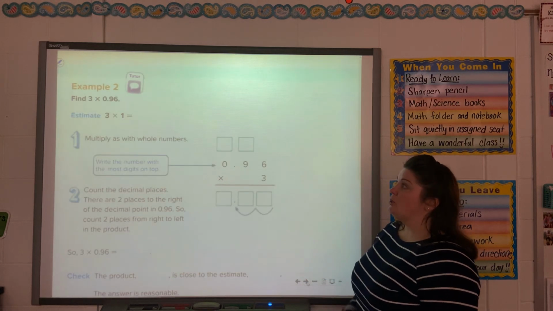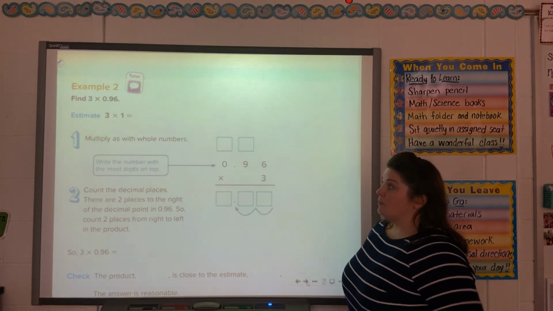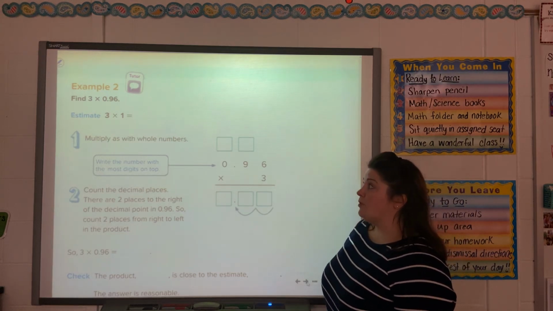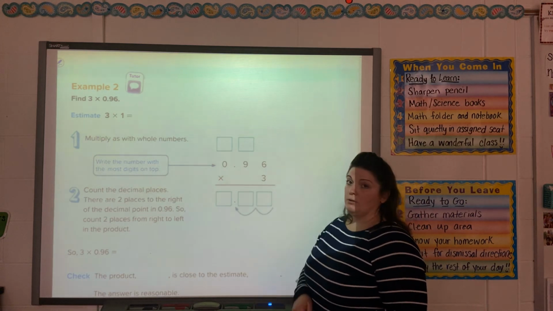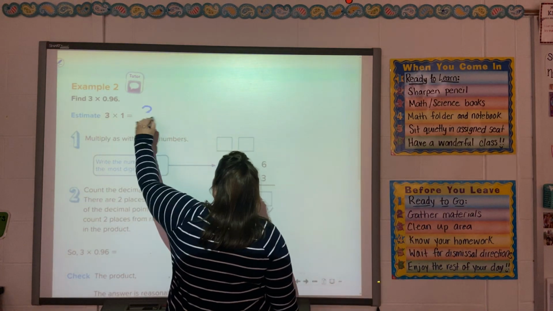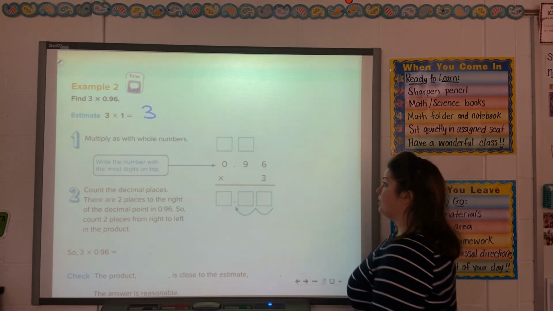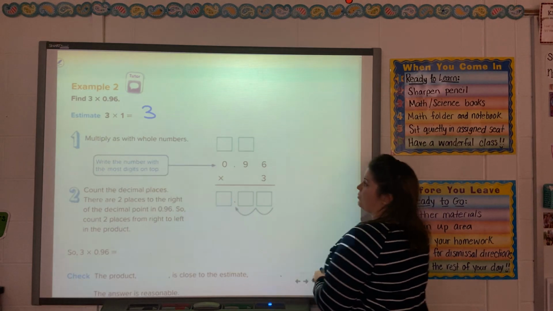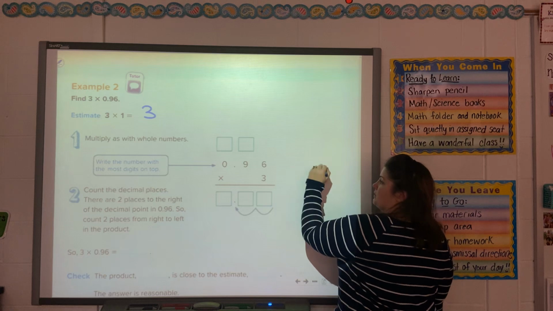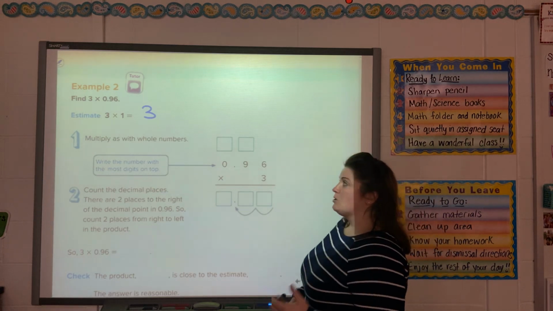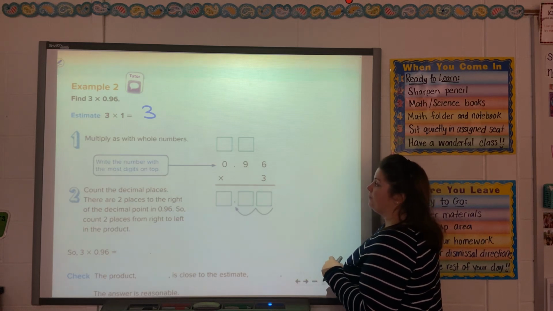On the next page, find 3 times 96 hundredths. For this one, let's do an estimate. 3 is already an easy number. 96 hundredths is close to 1, and 3 times 1 is 3. Now we multiply as if they were whole numbers. If I were to set up this problem, I actually would not write the 0 point. I would just write 96 times 3 and then add in my decimal point later. However, we can do it this way as well. It works just as fine.